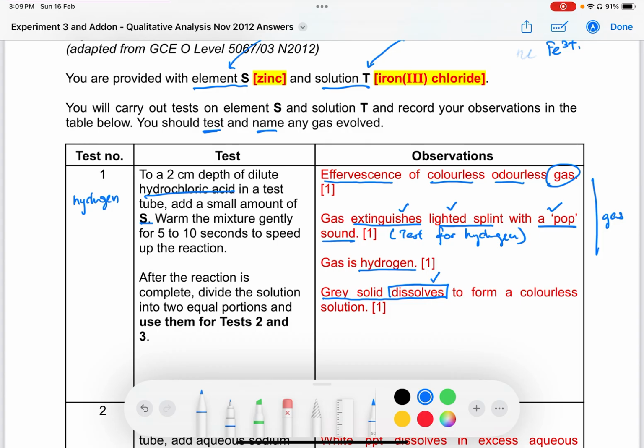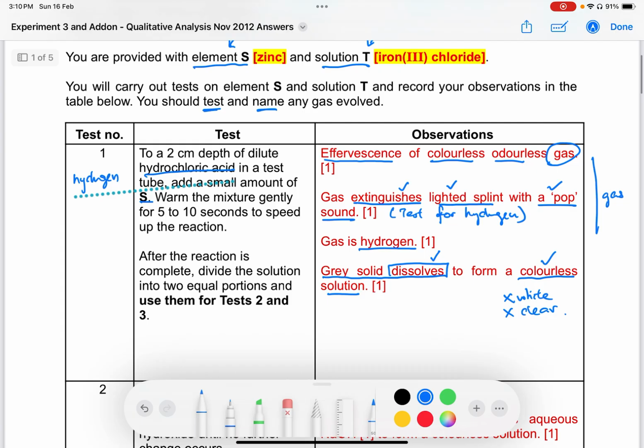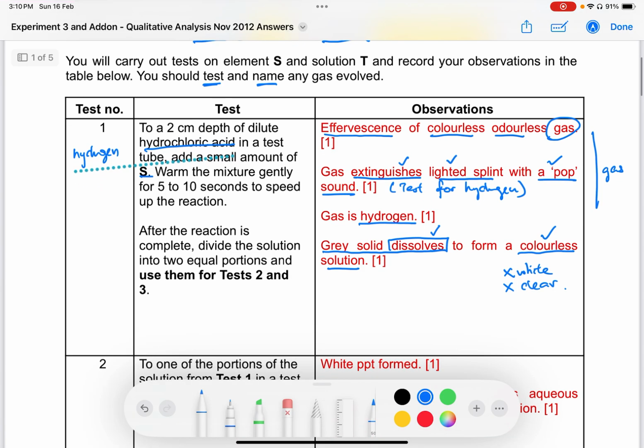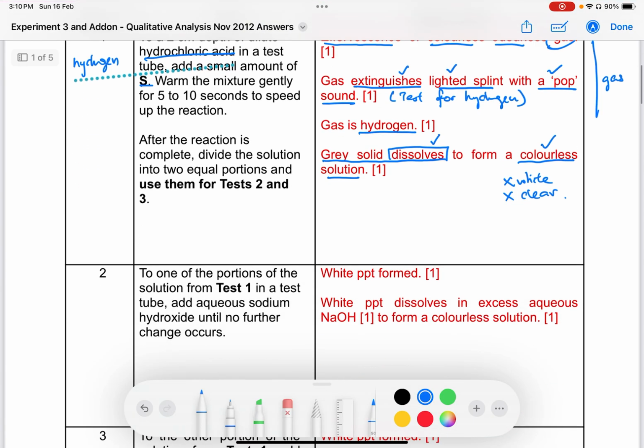Next thing, after it dissolves, you need to tell me what color solution that you have. So having the colorless solution, that will be key here. Now, do take note there's no such thing as a white solution. You will also never use the term clear solution. All solutions are clear, and there's no such thing as a white solution as well. So no white solutions, no clear solutions. These are the first 4 marks over here.